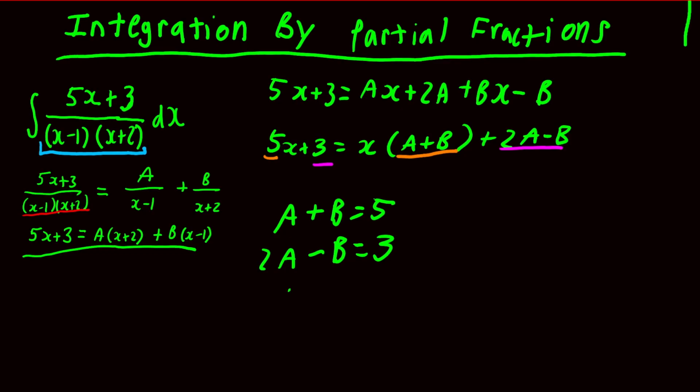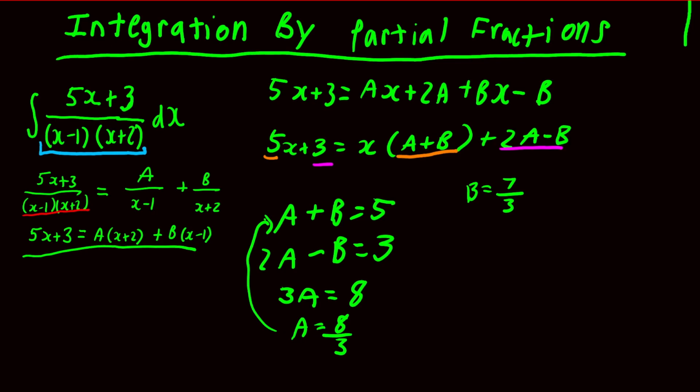Alright, so now we just add them up, doing our normal systems of equations. So it would be 3A equals 8, because the plus B minus B cancel, so A equals 8 over 3. And if I plug that back into the first equation, I get B equals 7 over 3. So now notice, we haven't done any calculus yet. This has all just been algebra.